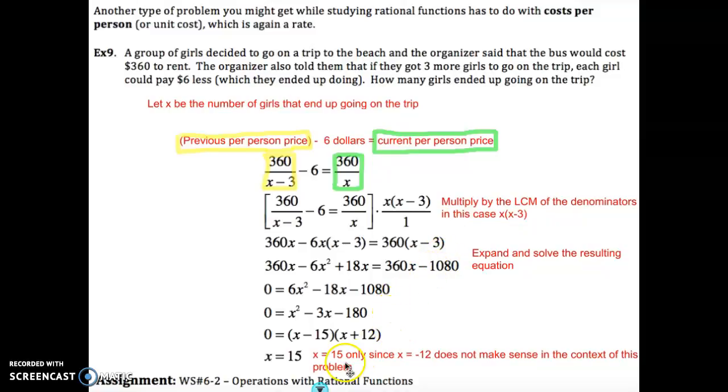making sure that once we've solved the quadratic, we check our solutions. x equals negative 12 doesn't make sense in the context of this problem because there can't be negative 12 girls going on the trip.